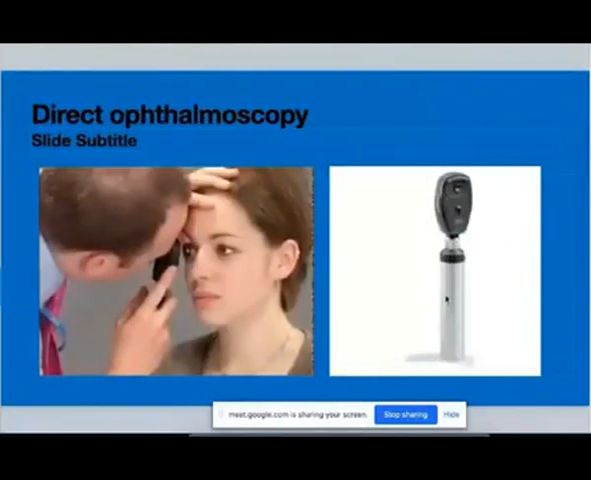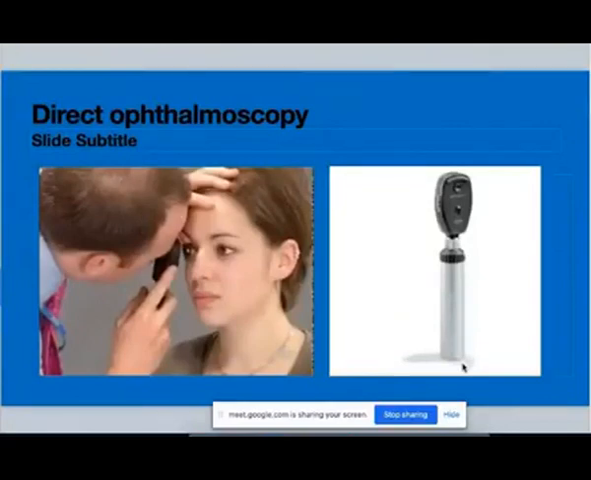This is the direct ophthalmoscope. Many of you have seen this in the pictures, I guess. Probably you have not seen it in the eye ward or eye OPD because we don't use it at all. This is mainly used by the medical ward, by the physicians, if they want to get a quick look at the retina. We don't use it at all. Different reasons why we don't use it.